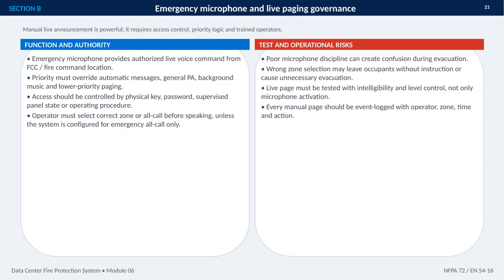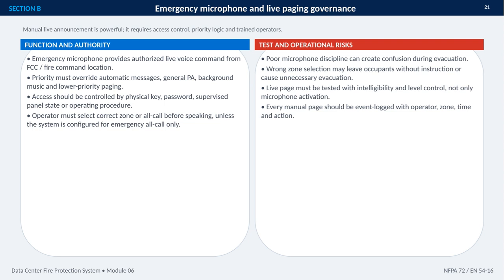This slide focuses on the governance of emergency microphones and live paging. Manual announcements are powerful because they let an authorized operator give immediate, situation-specific instructions. But that power has to be controlled through access restrictions, clear priority logic, and trained operation. The emergency microphone must take priority over automatic messages, the general PA system, background music, and lower priority pages.